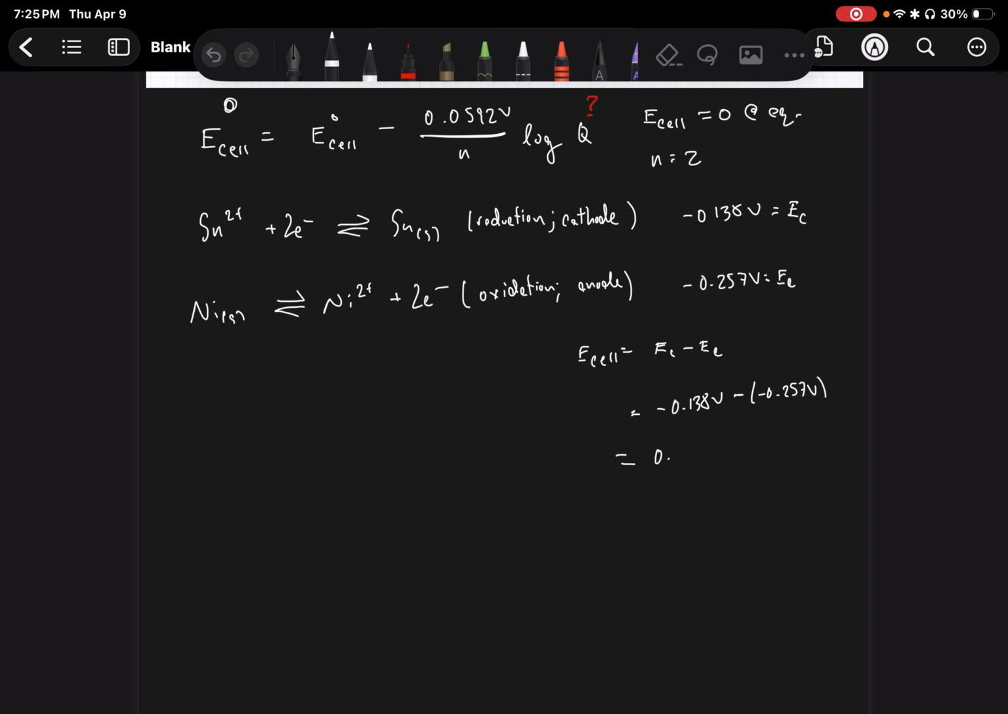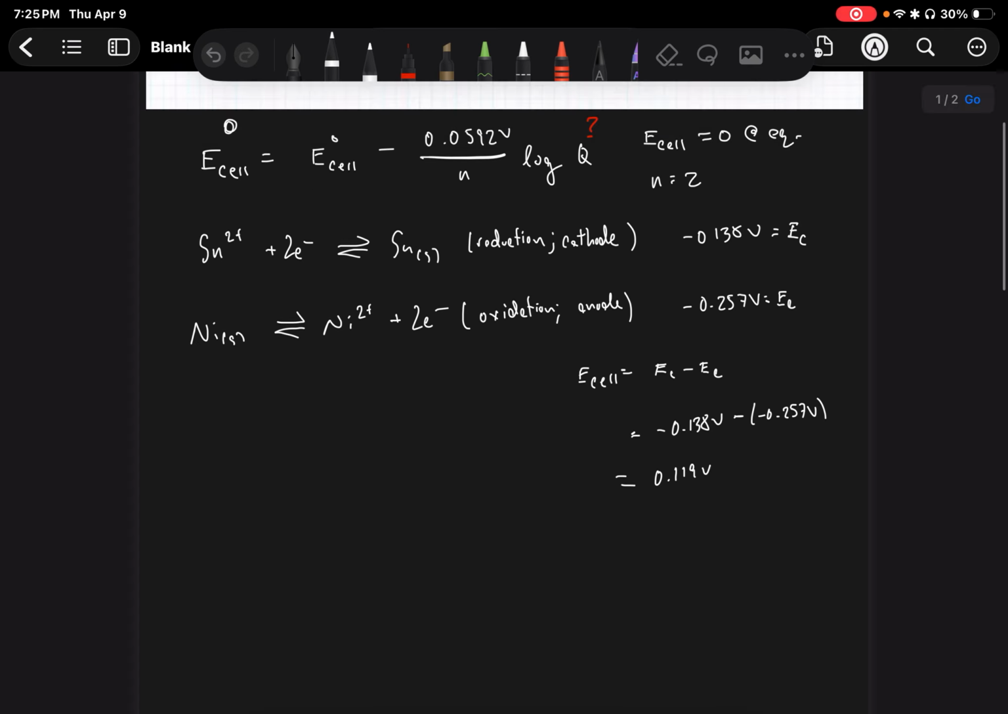0.119. Okay. Progress is being made. Okay, so we got that, 0.119 volts. Now we're going to work on this equation.